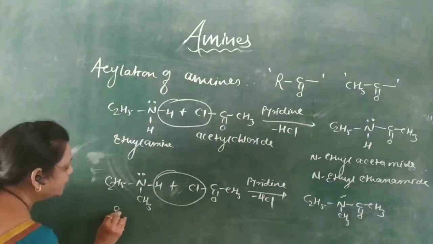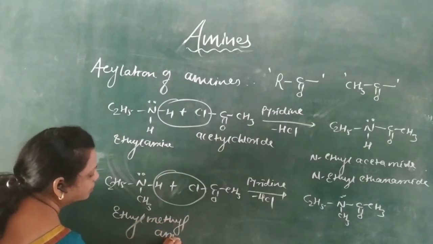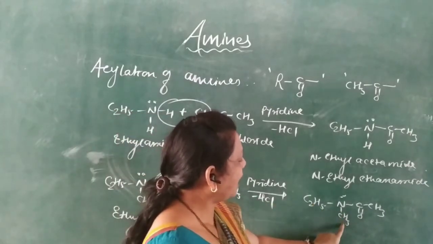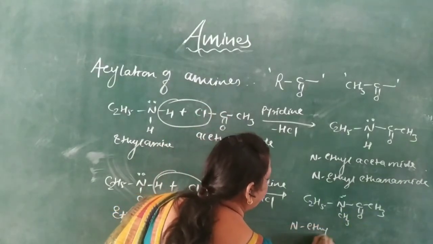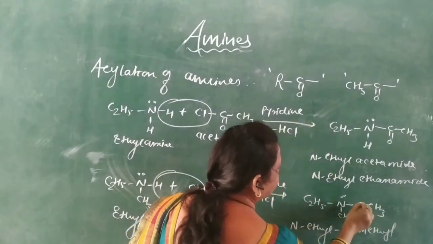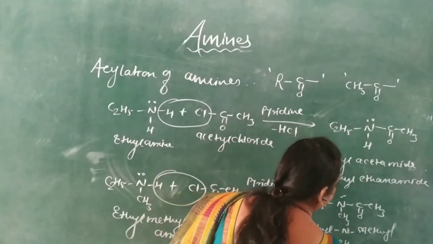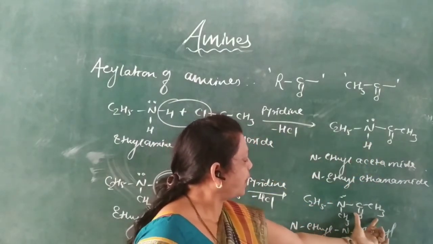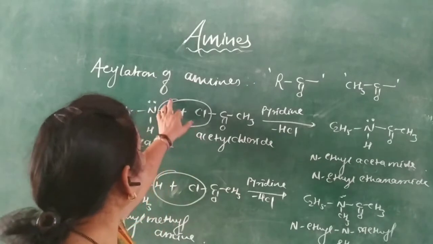So this is ethyl methyl amine, a secondary amine. And now here an ethyl and a methyl substituent, and this is CH3CON, which means this is ethanamide. It is also called the monoacetyl derivative of ethyl methyl amine. Okay, this is the acylation of amines.